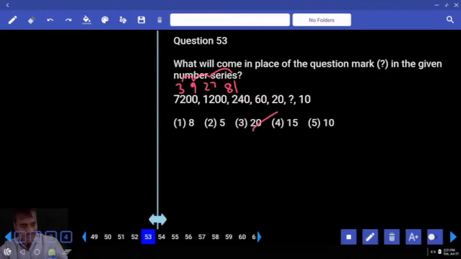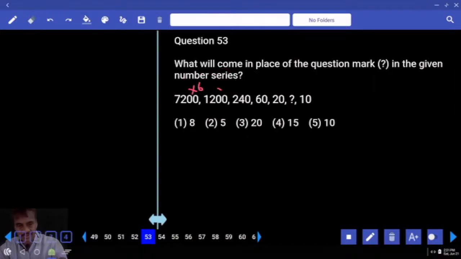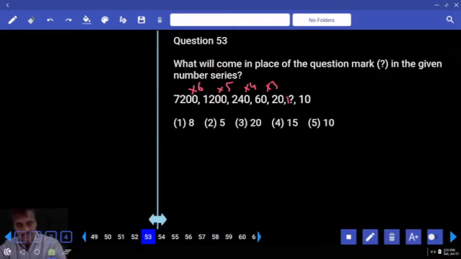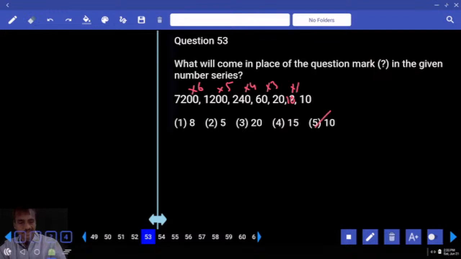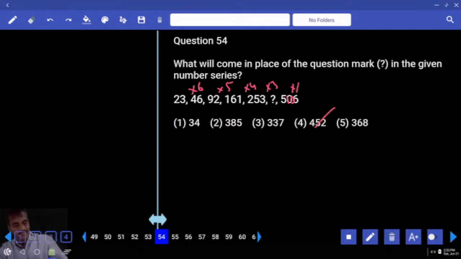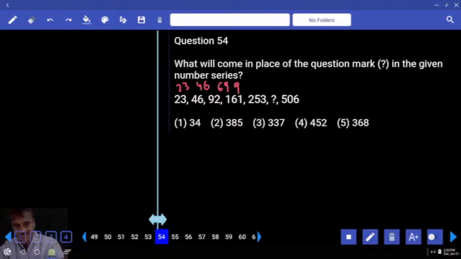Then next one, 53. Now 53. 1200 into 6. Now here it is into 5. Now into 4. Into 3. Into 2. Into 1. Now 10, choice 553. Then 54. 23 and 46, difference is 23. Next one 46. Next one 69. 23, 46, 69. Then next one 92.